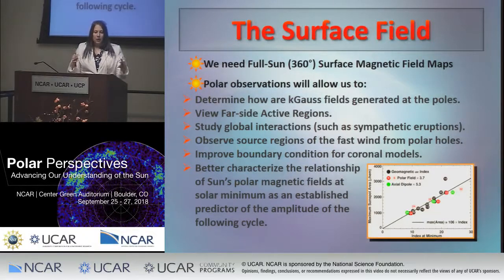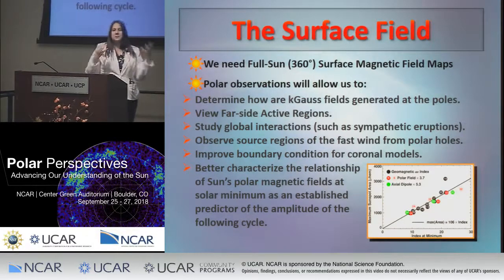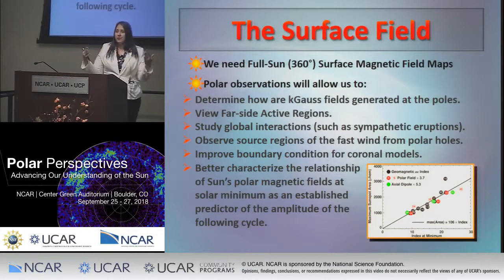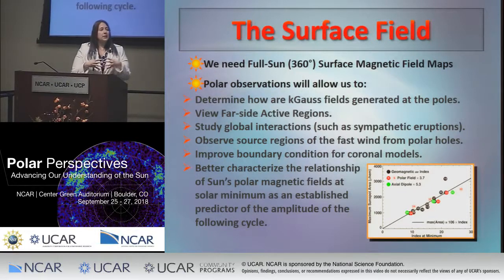But more importantly, these surface magnetic maps are the boundary condition for all of the other models. What are you going to put in your coronal simulations, your atmospheric models? In order to improve on those models, we need to have the most realistic picture we can of the surface of the sun.